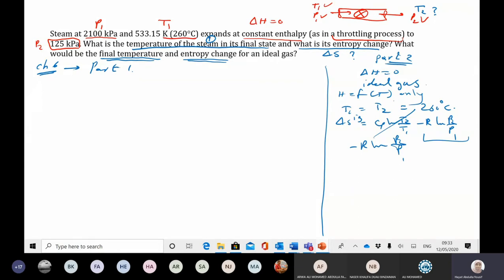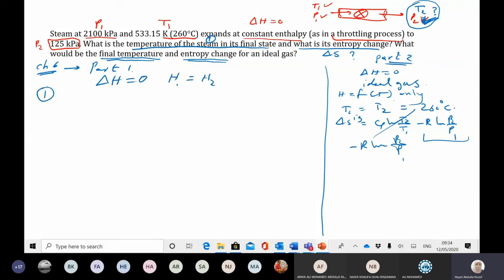Now, again, you have to ask yourself, how can we use the thermodynamic table? In the question, they were asking for the temperature at the outlet. I'm saying that because I have only P2 at the outlet, one property, I won't be able to define the state at the outlet. Then we have to ask ourselves, what is the common property between the two? It's H, because they said delta H is equal to 0. In other words, H1 is equal to H2.